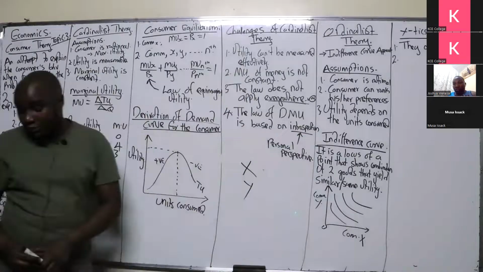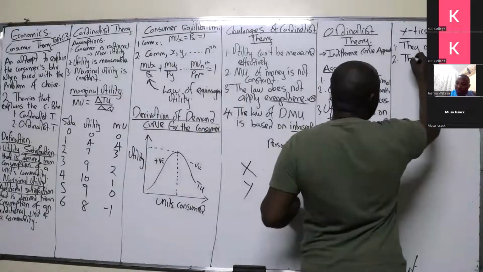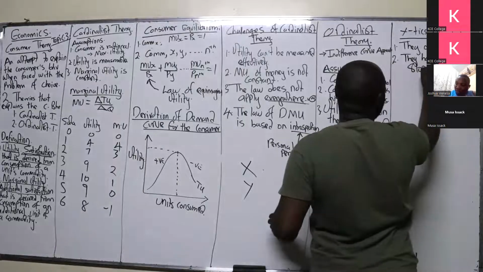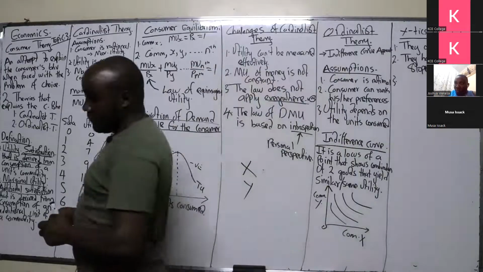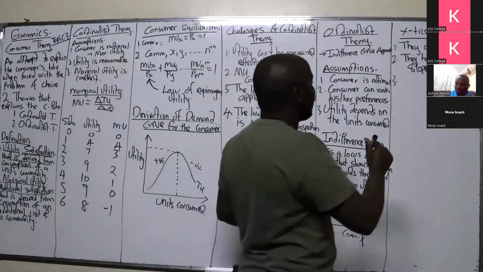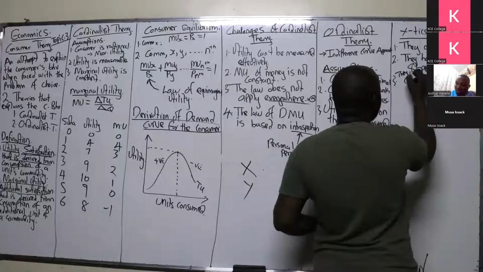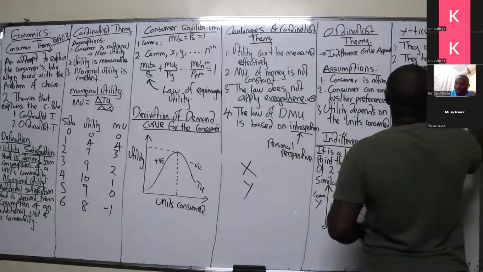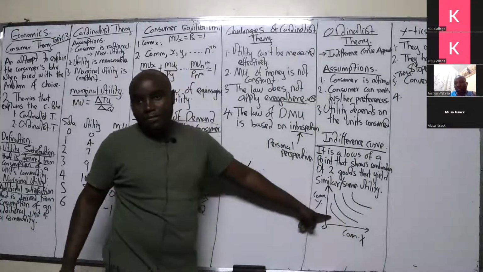Number two is that they have a negative slope. Of course, they have a negative slope. Number three is that they are convex to the origin. You can see the convex nature. They are convex to the origin.